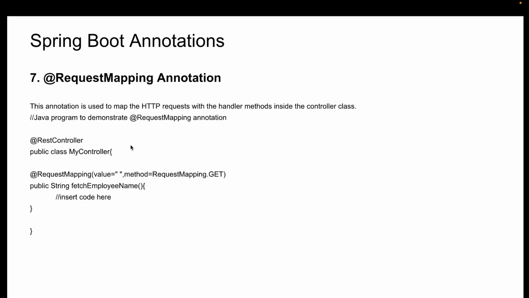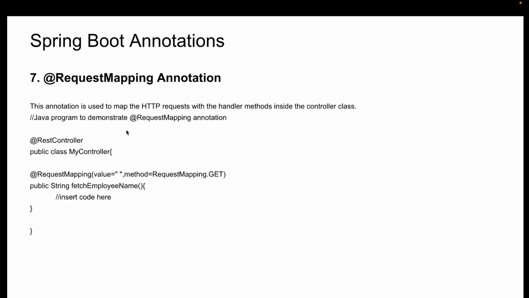Okay, let's see this RequestMapping annotation. This annotation is used to map the HTTP request with the handler methods inside the controller class. In the last slide we were seeing the controller class, and we had mentioned that we will be using the RequestMapping annotation along with the controller class. So let's see this example and what we are trying to do.